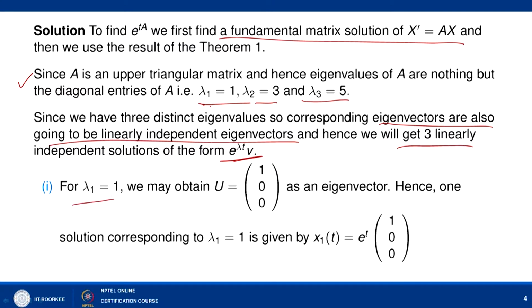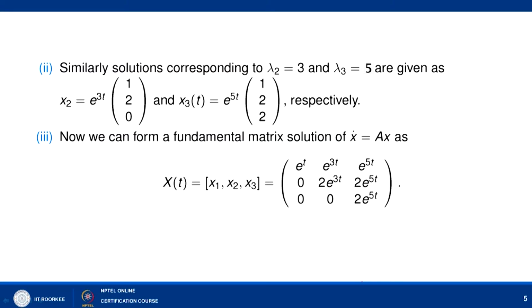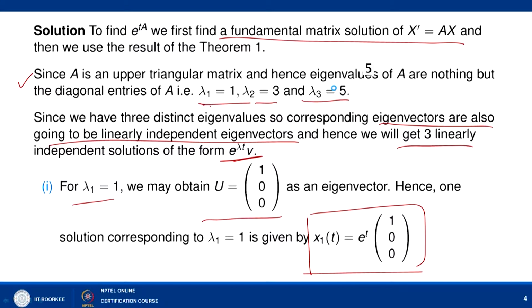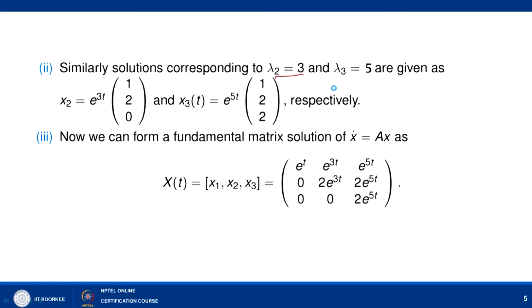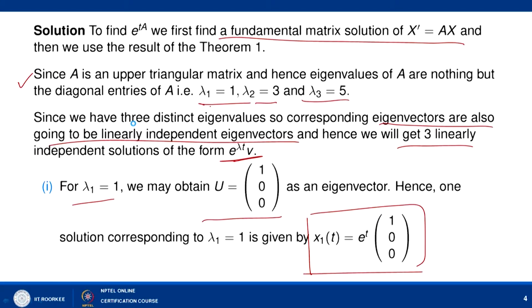So, for lambda 1 equal to 1, we have already obtained that 1 0 0 is an eigenvector. So, the solution is given as x 1 t equal to e to power t into 1 0 0. Similarly, we can find out the solutions corresponding to lambda 2 equal to 3 and then lambda 3 equal to 5. Let us calculate the eigenvector corresponding to 3.